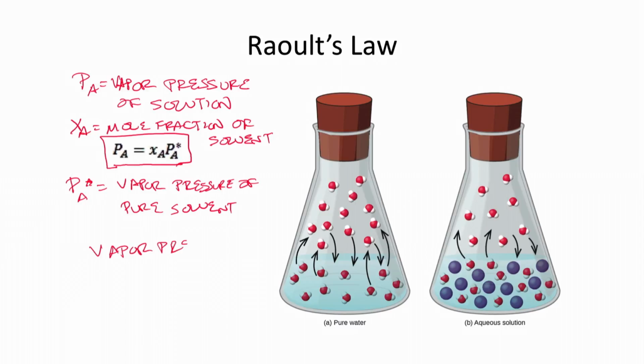Vapor pressure decreases. And the way that I can see that is because PA has to be less than PA star, since the mole fraction of solvent has to be between 0 and 1. And so as long as I add solute to it, the vapor pressure of the solution goes down.